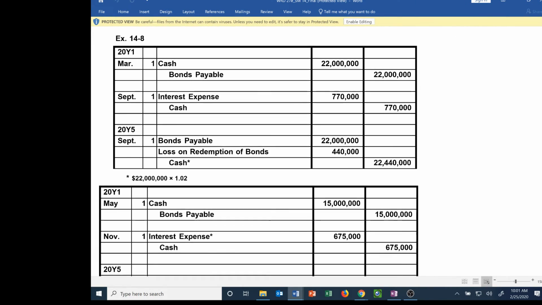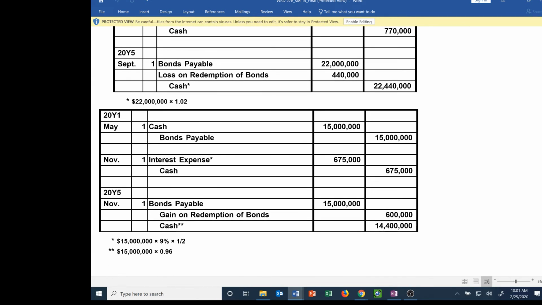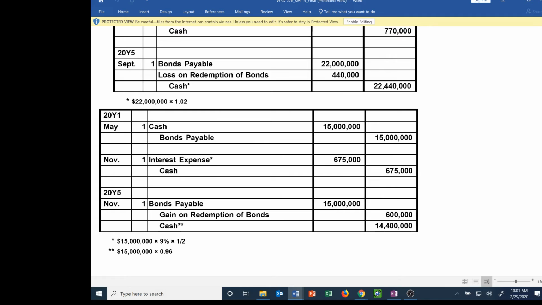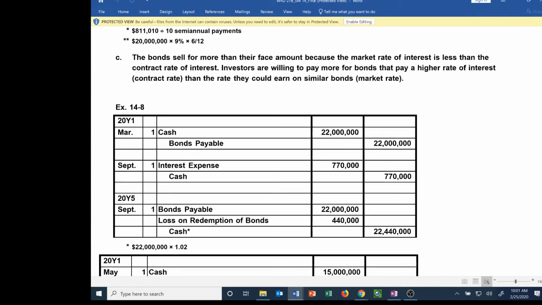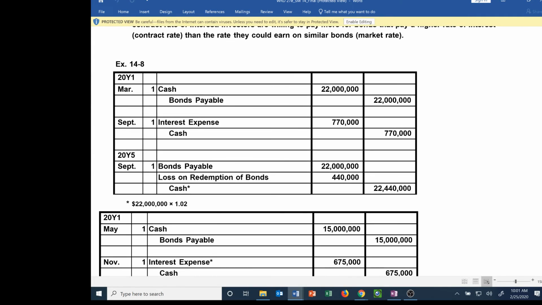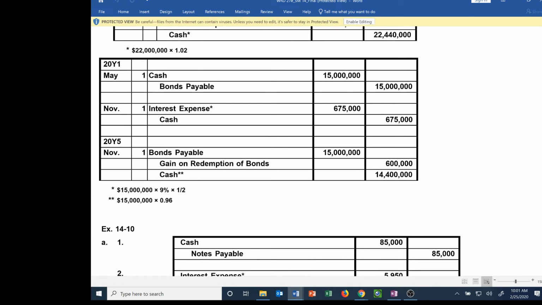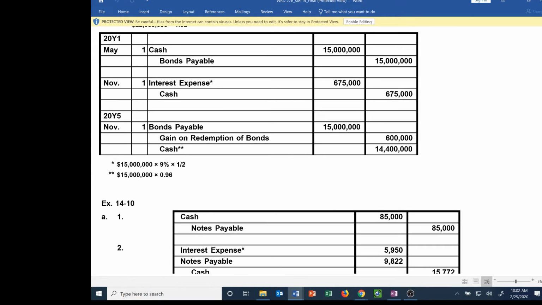I can leave number 9 up there, I guess. Where is number 9? It's 8. All right, the number 8 is just like number 9, but it's a discount, not a premium.